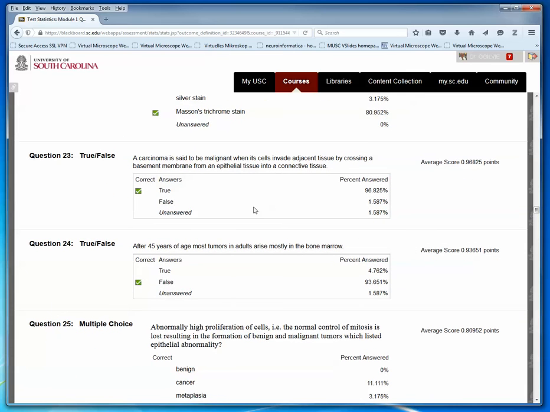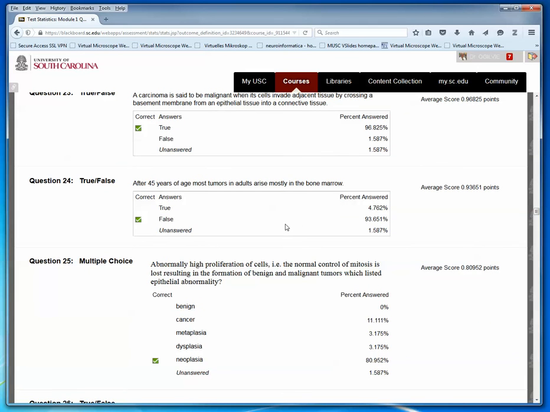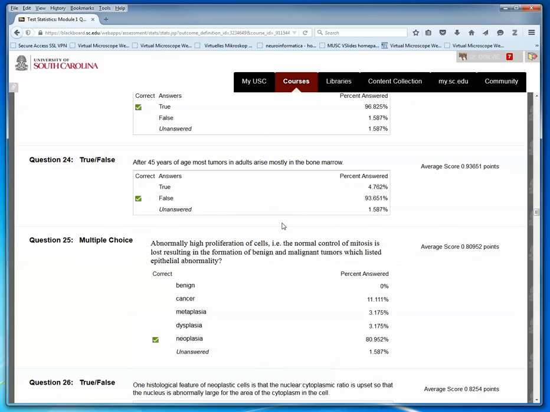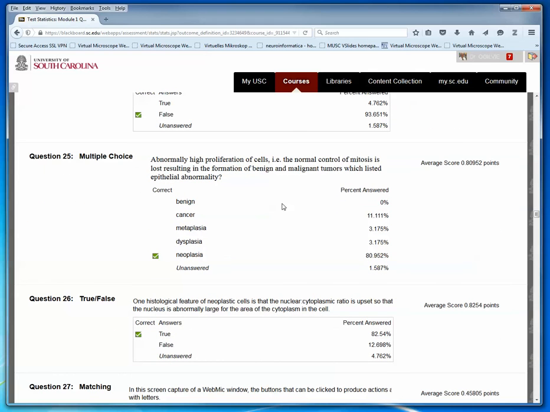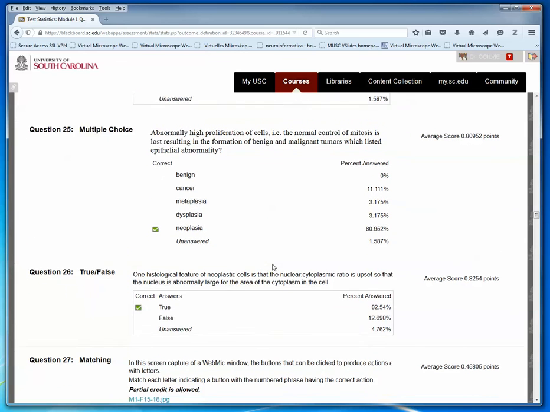Carcinoma is said to be malignant when the cells invade adjacent tissues. Well, that's true. And then, after 45 years of age, most tumors do arise in epithelial tissue, not in bone marrow. Most of the tumors early in life are arising from bone marrow, leukemia, lymphomas, things like that. Abnormally high proliferation of cells, well, that's neoplasia.